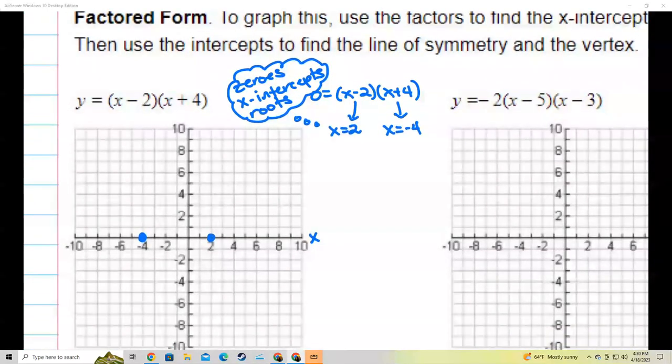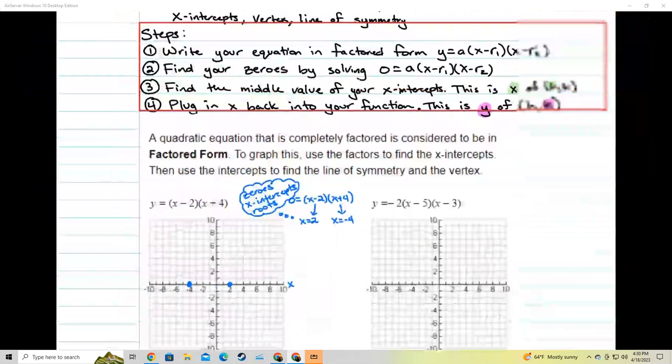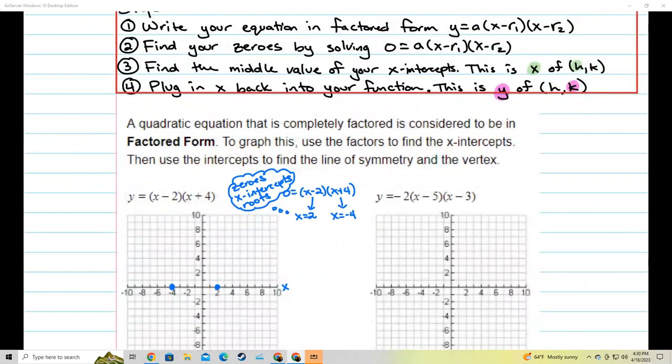Okay, so step one is done because it was already in factored form. Step two is done because I found my zeros. Step three, I need to find the middle value of my x-intercepts.